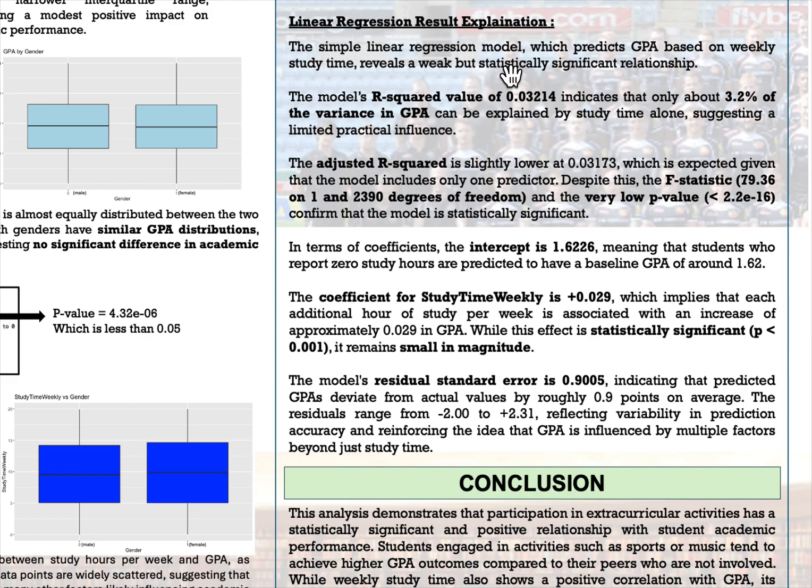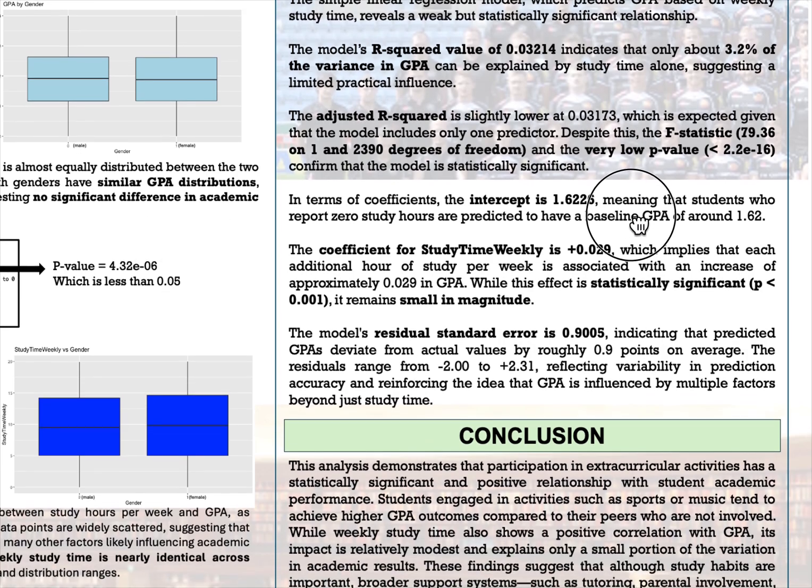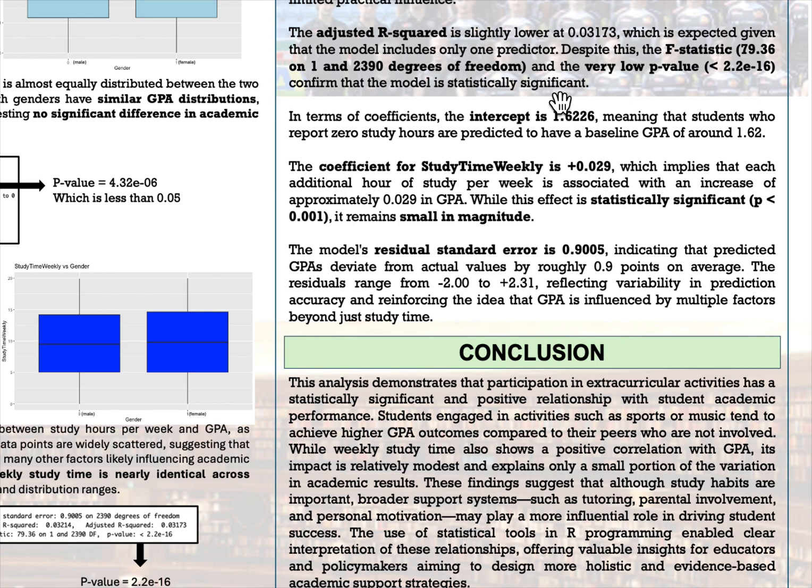The simple linear regression model, which predicts GPA based on weekly study time, reveals a weak but statistically significant relationship. We can see the R square value is 0.03214, which indicates that only about 3.2% of the variance in GPA is explained by study time alone, suggesting limited practical influence. And then the adjusted R square is slightly lower, which is 0.03173, which is expected given that the model includes only one predictor.